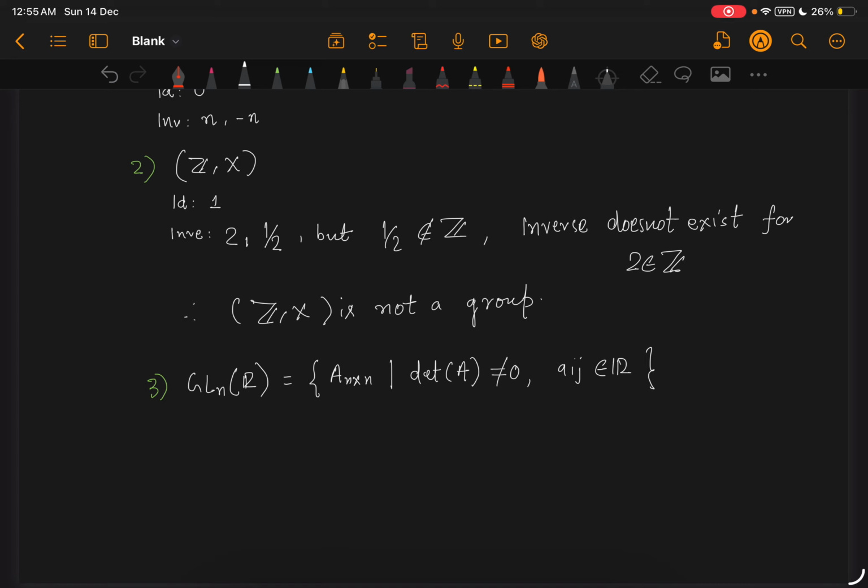So in the next lecture, maybe I'll try to introduce the concept of a subgroup, and maybe I'll talk about subgroup tests, like how we can check if a subset of a group is a subgroup or not.